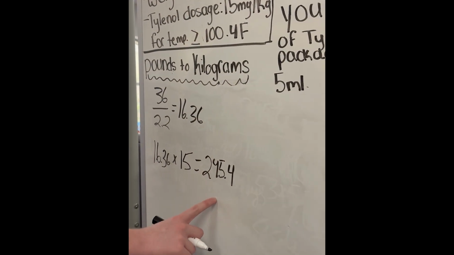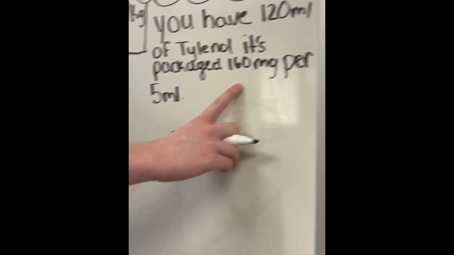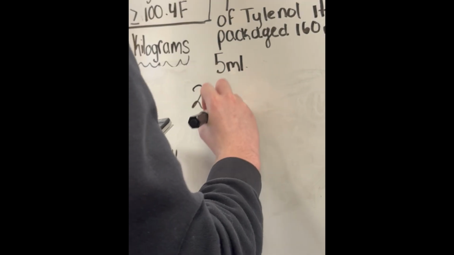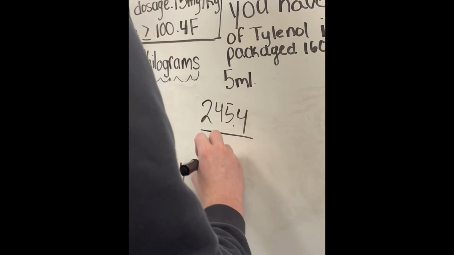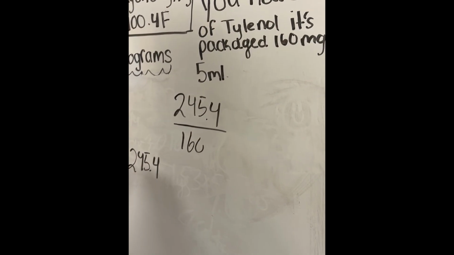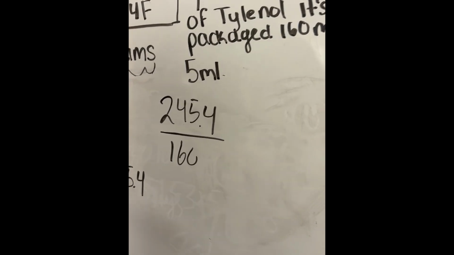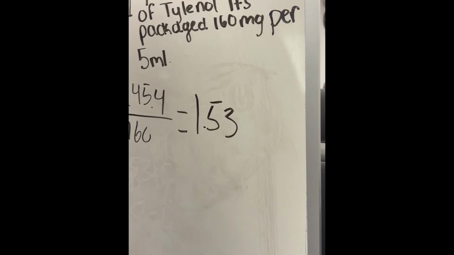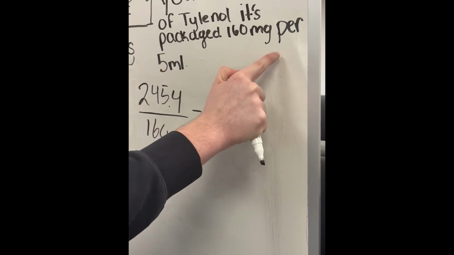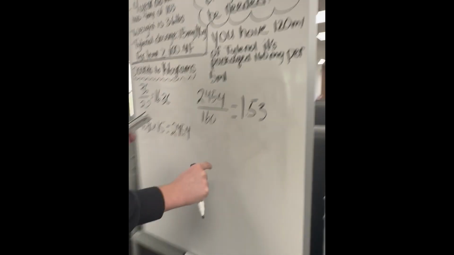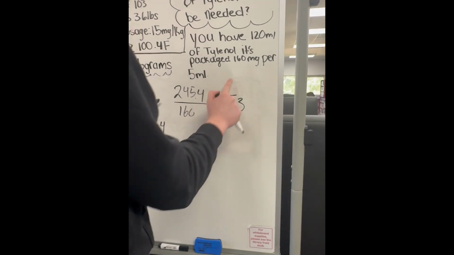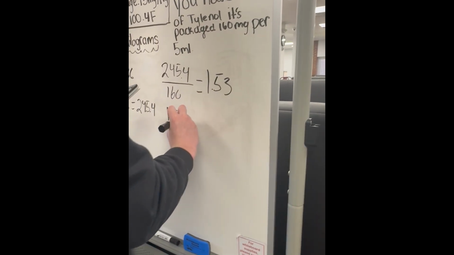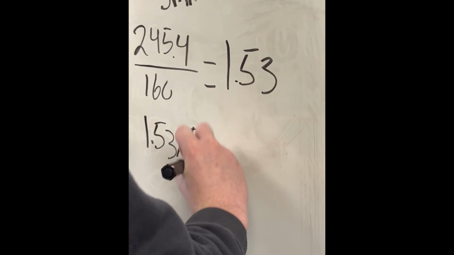So now you've got your 245. You're going to have to divide that by your 60 milligrams because that's how it's packaged. So 245.4 divided by 60 is going to give you 1.53. And since it's packaged 60 milligrams per 5 milliliters, you're going to multiply what you just divided. You're going to take your 1.53 and multiply it by your 5 milliliters.